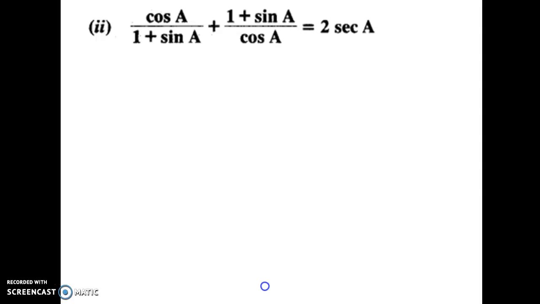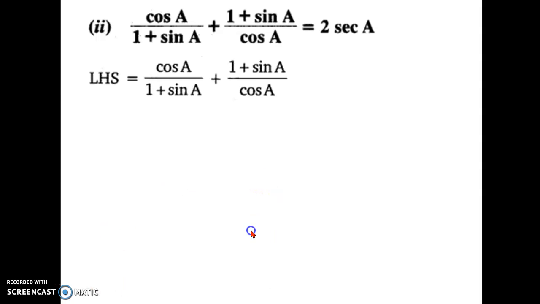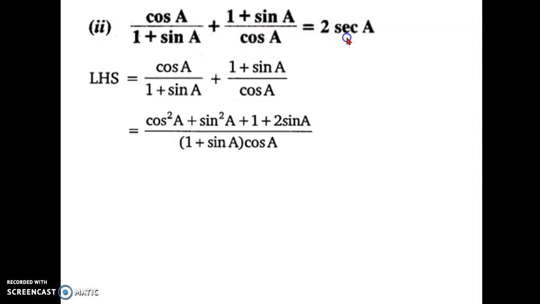Now coming to the second subdivision, cos A divided by 1 plus sin A plus 1 plus sin A divided by cos A equals 2 secant A. Okay. So we have sin and cos here, and we have secant here. So we can start with this itself. So let's take the LCM first. So the LCM is taken in the LHS, and it is written like this. And for this numerator it should be multiplied with cos. Since you don't have cos in this denominator, you should multiply this numerator with cos A.